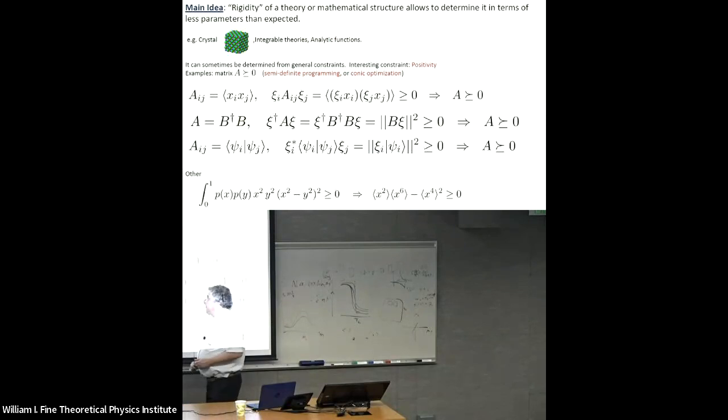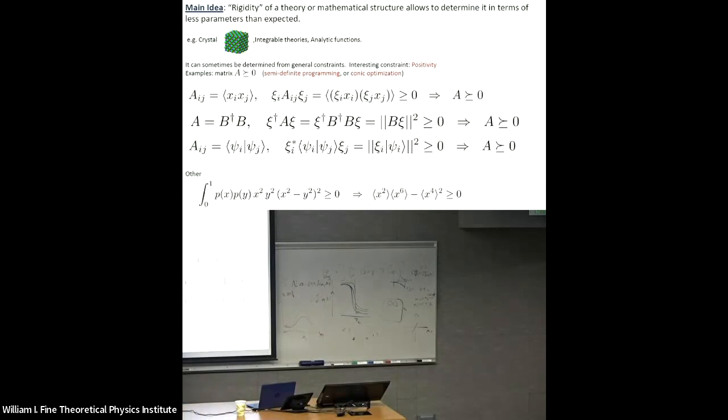And these structures can often be determined from general constraints, or at least approximated. The interesting constraint we're going to consider for this talk is positivity. In particular, we will always have some matrix that is positive semi-definite. A standard example: if I have the correlation functions of some random variables xi, and I multiply this matrix by an arbitrary vector, I get the expectation value of the square of something that has to be positive for any vector. By definition, that means this matrix is positive semi-definite.